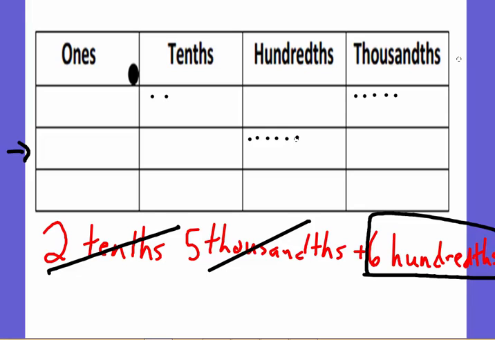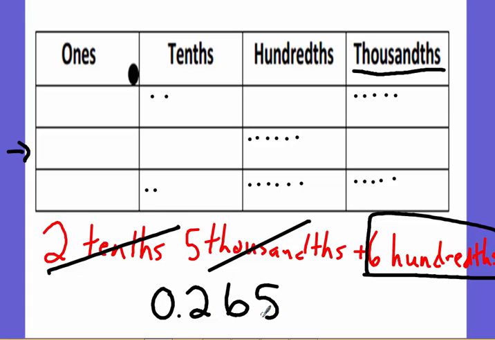And what I'm going to do is I'm going to add my like units. So I'm going to add all my thousandths together. There's only 5, so that's going to be 1, 2, 3, 4, 5. There's 6 hundredths, so that's going to be 1, 2, 3, 4, 5, 6. And 2 tenths, 1, 2. Then when I put it all together, that's going to be 2 tenths, 6 hundredths, 5 thousandths, 265 thousandths.